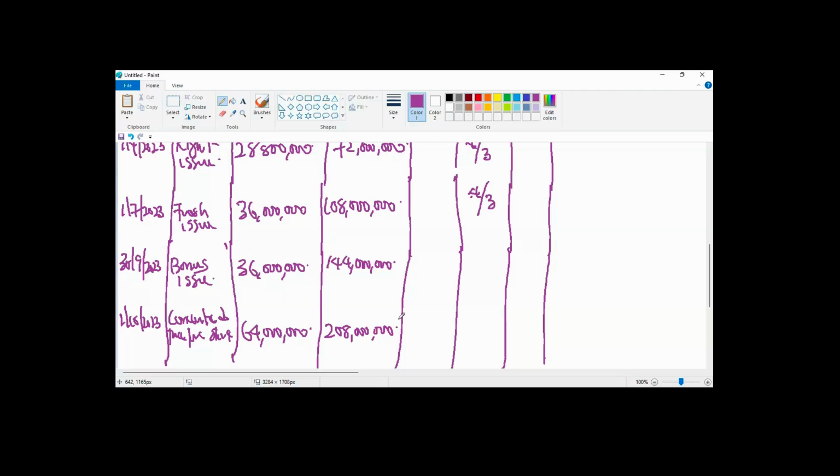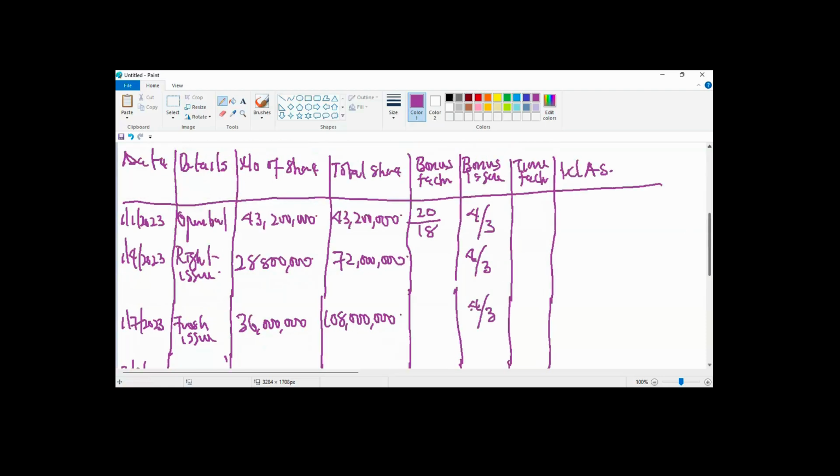I will now go to the time factor. What is the time? From 1st of January to 1st of April: January, February, March, 3 months. This will go for the first one. From 1st of April to 1st of July: April, May, June. How many months? 3 months, 3 over 12.